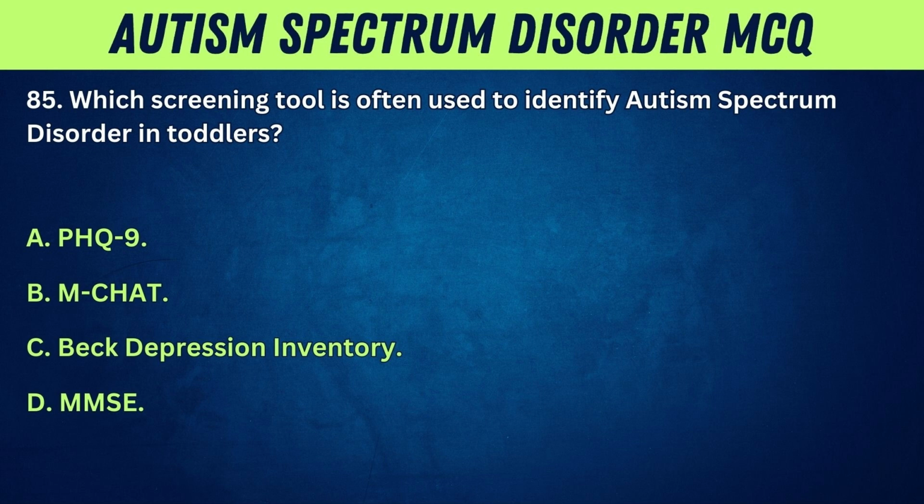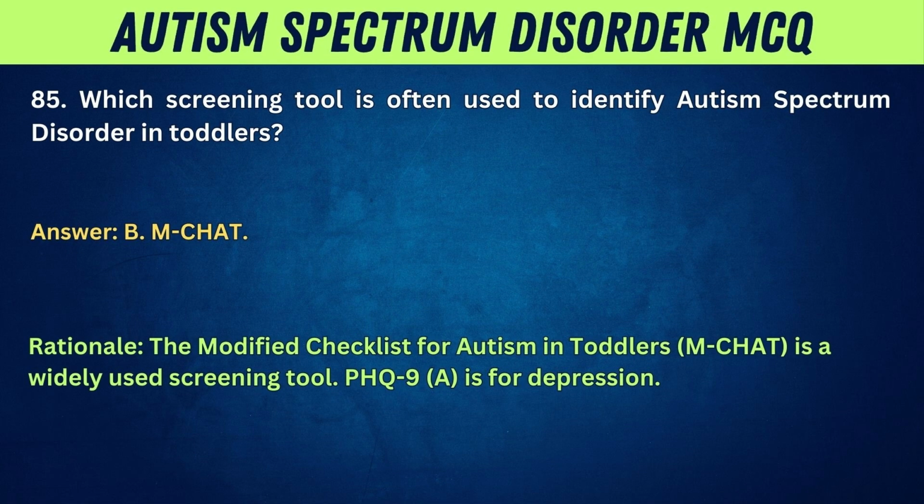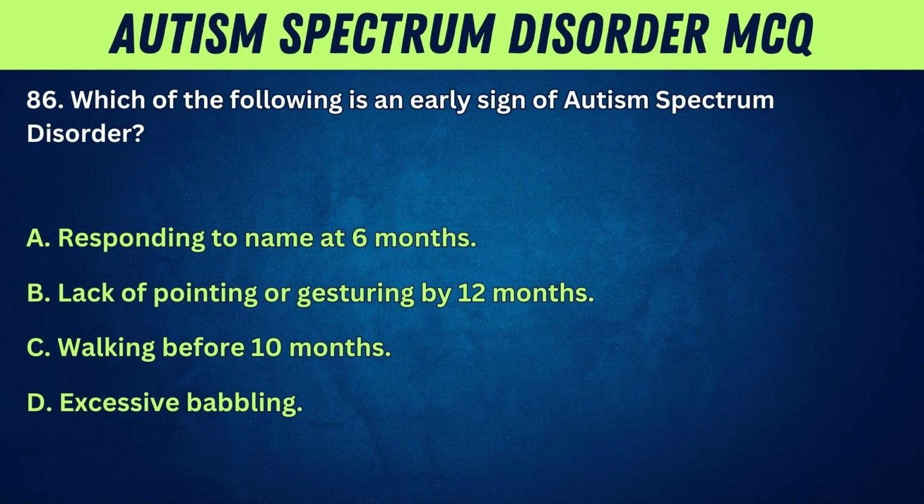85. Which screening tool is often used to identify autism spectrum disorder in toddlers? A. PHQ-9. B. MCHAT. C. Beck Depression Inventory. D. MMSE. Answer. B. MCHAT. Rationale. The Modified Checklist for Autism in Toddlers, MCHAT, is a widely used screening tool. PHQ-9, A, is for depression.